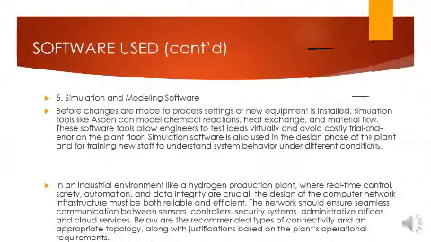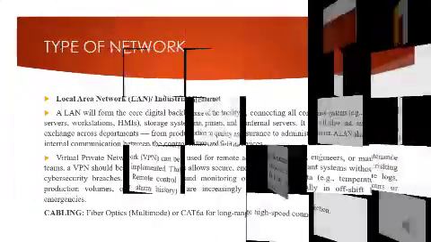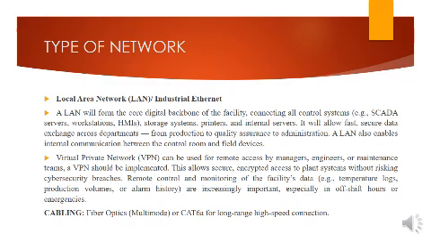There is also simulation and modeling software such as Aspen, which helps to test ideas visually and avoid costly trial and error on the plant floor. The type of network that was used is the local area network, which is also called industrial Ethernet. This is faster because it is wired using Cat6 cables or fiber optics. And then we have virtual private networks, which are used by managers to make sure that there's encrypted access to plant systems without risking security.